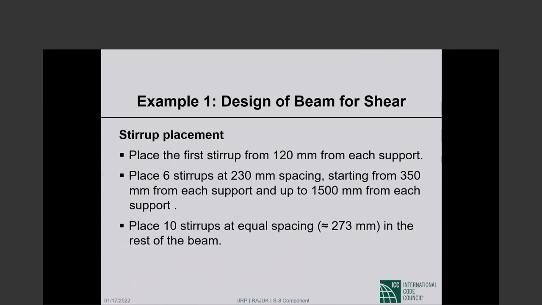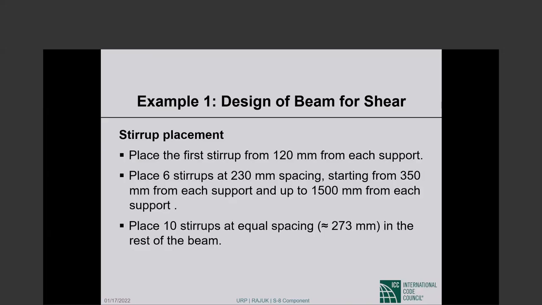That is the largest. So place the first stirrup at 120 millimeters from each support. Place 6 stirrups at 230 millimeter spacing, starting from 350 millimeter from each support and up to 1500 millimeter from each support. Okay, get that? So the first one is 120, then at every 230 up to 1.5 meters. And beyond 1.5 meters, place 10 stirrups at equal spacing, which is 273 millimeters. We said 275 is the maximum, and that will cover the entire span of the beam.